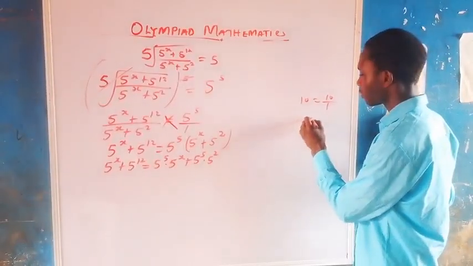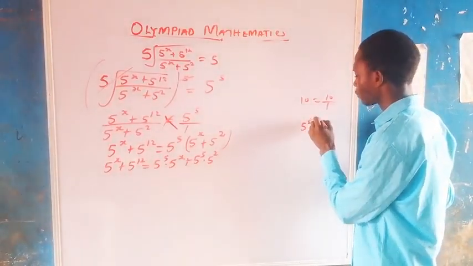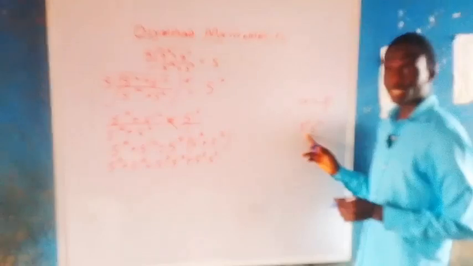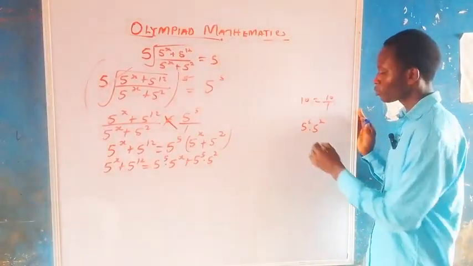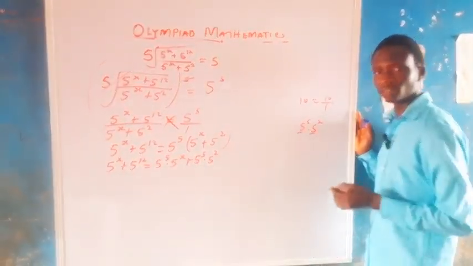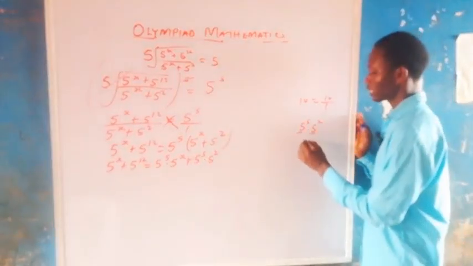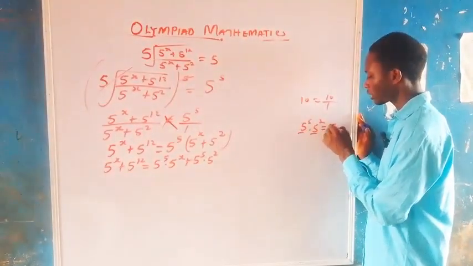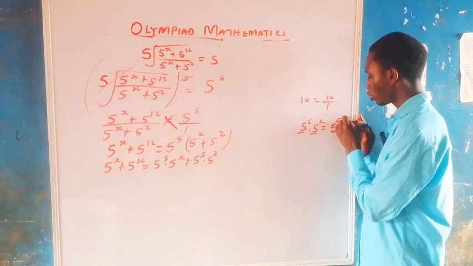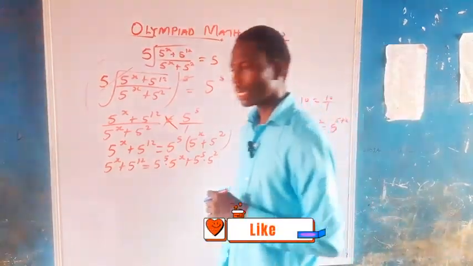You have 5 to the power of 5 multiplied by 5 to the power of 2. The operation is multiplication. They are having the same base, which is 5. And according to the law of indices, it allows us to sum all the powers. So that's 5 to the power of 5 plus 2. That's cool.